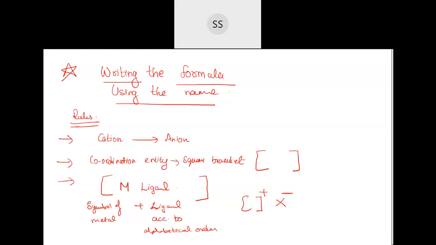So write down the rules, take them down correctly. While writing the formula using the name, the rules are these. First, always the cation has to be written first, followed by the anion. Coming to the coordination part of it, the coordination entity should always be enclosed in a square bracket. In that square bracket, which one do you write first? Always the metal comes first, followed by the ligands. If you have many ligands, you arrange them according to their alphabetical order.